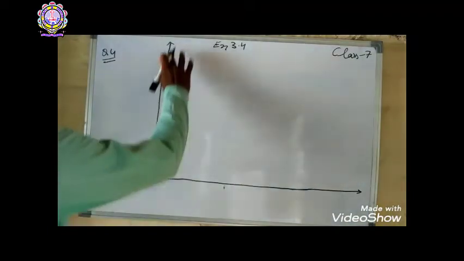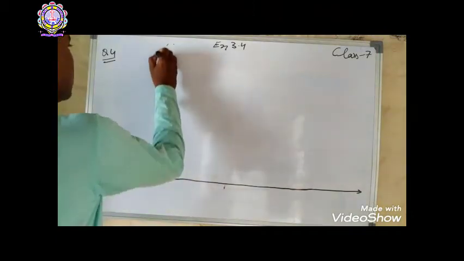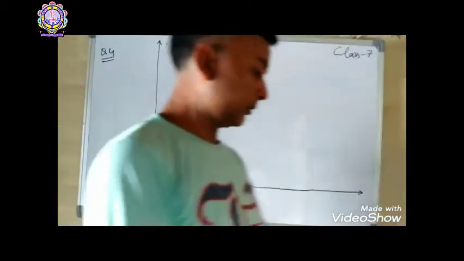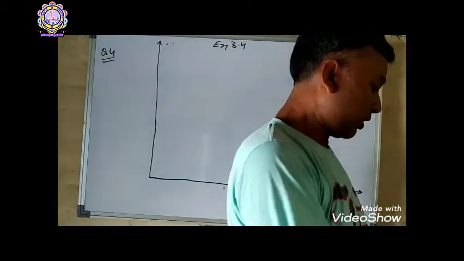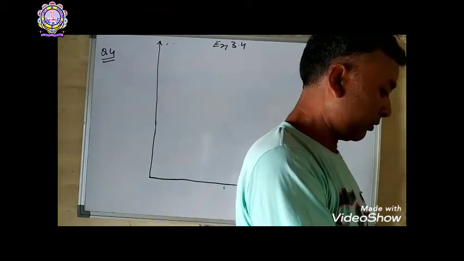Now, double bar graph. Question number 4. What's question number 4? Draw a double bar graph for the given data.